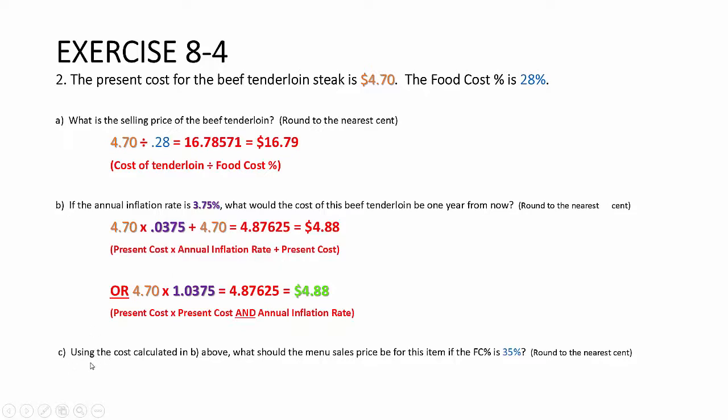Now they want us to use the cost we've just calculated in B above. This is the cost we've calculated. And they want us to tell us what the selling price should be if the food cost percent is 35%. So we should take the cost, we should divide it by the food cost percent, and that is going to get us the new sales price, $13.94.